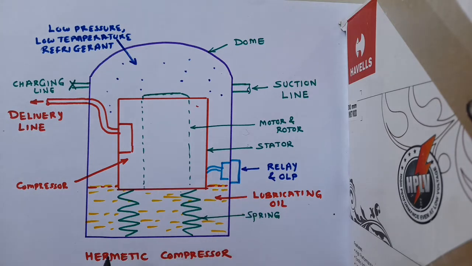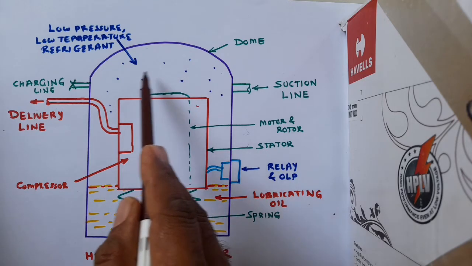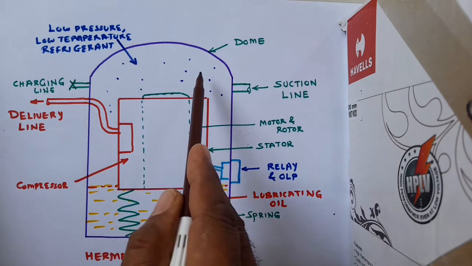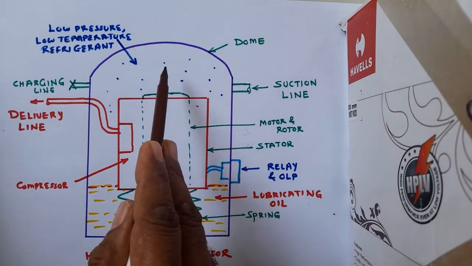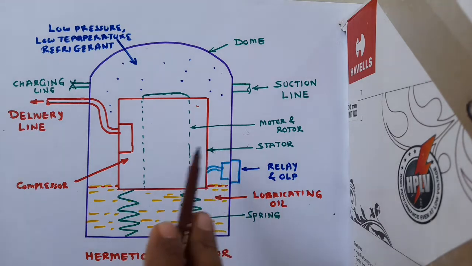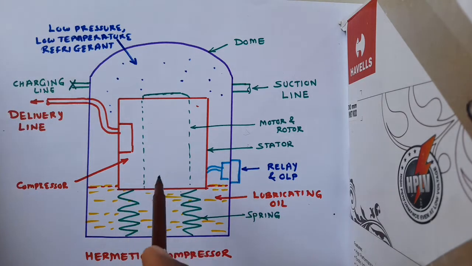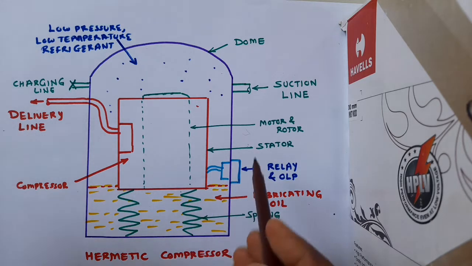And then besides this, now see, this entire empty portion is occupied by low pressure and low temperature refrigerant. As you can see, it's written here. Now friends, let's understand how this particular compressor functions and why it is called hermetically sealed or hermetic.